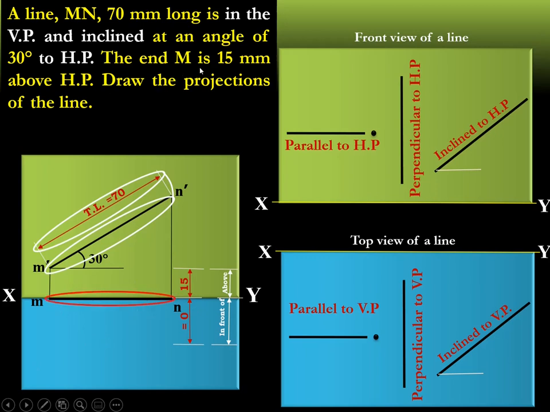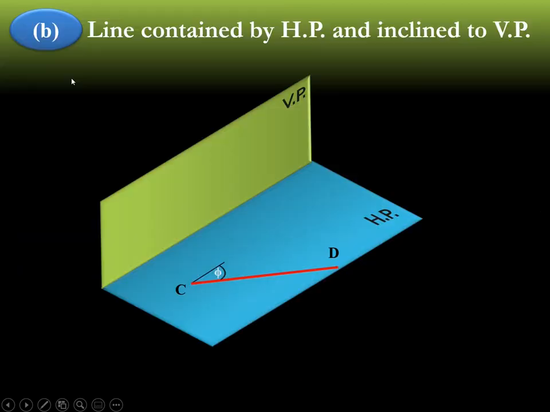It is also given that the end capital M is 15 mm above the horizontal plane. So we need to ensure that the end M is located 15 mm above the XY line. Since the line is in the vertical plane, its infront of distance will become 0 and the top view will be obtained on the XY line itself.